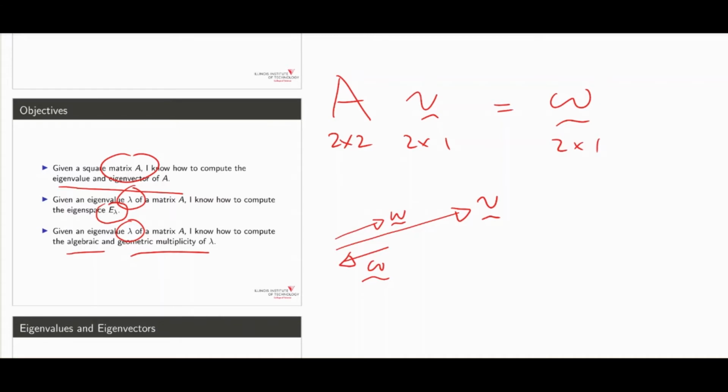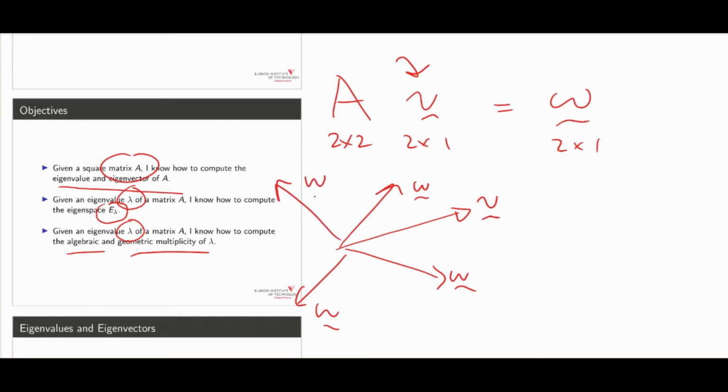Most of the time, after you multiply a vector V, your W will more likely be something that looks like this, or this, or this, or this. The reason is there are infinitely many ways to be not parallel to V, but there are only two ways to get parallel to V, so most likely you will get something that is not parallel to V.